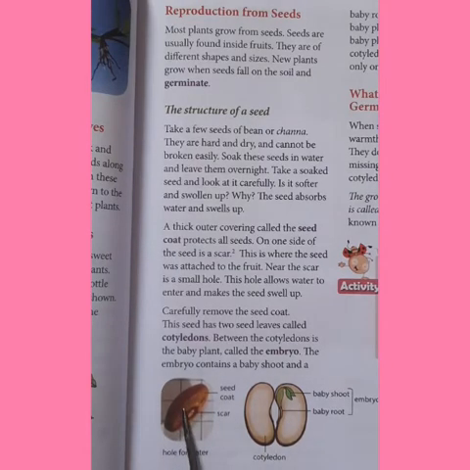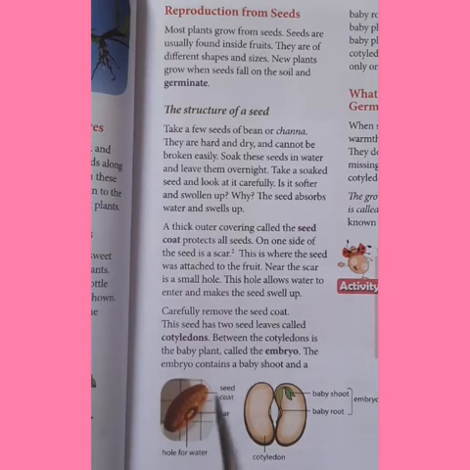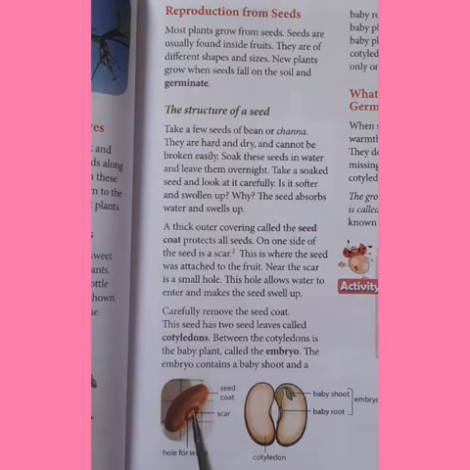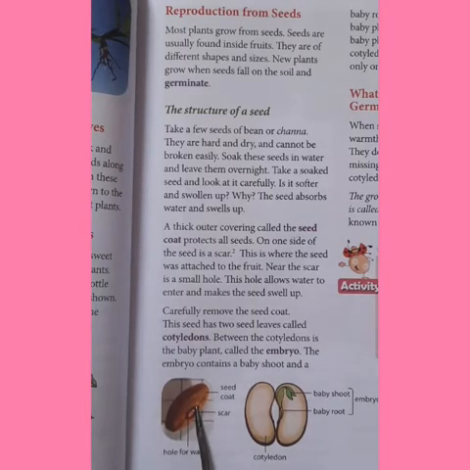The thick outer covering of the seed will protect the seed. The outer covering of the seed is said to be the seed coat. What is it? It is the seed coat. It protects the seed. On one side of the seed, we can see a small scar. That means there will be a mark on it. So this is the region where the seed was attached to the fruit.